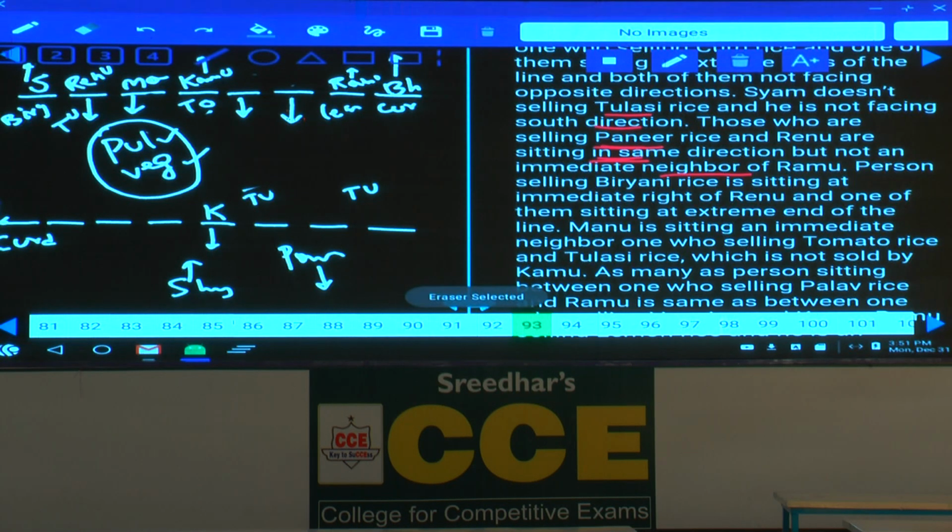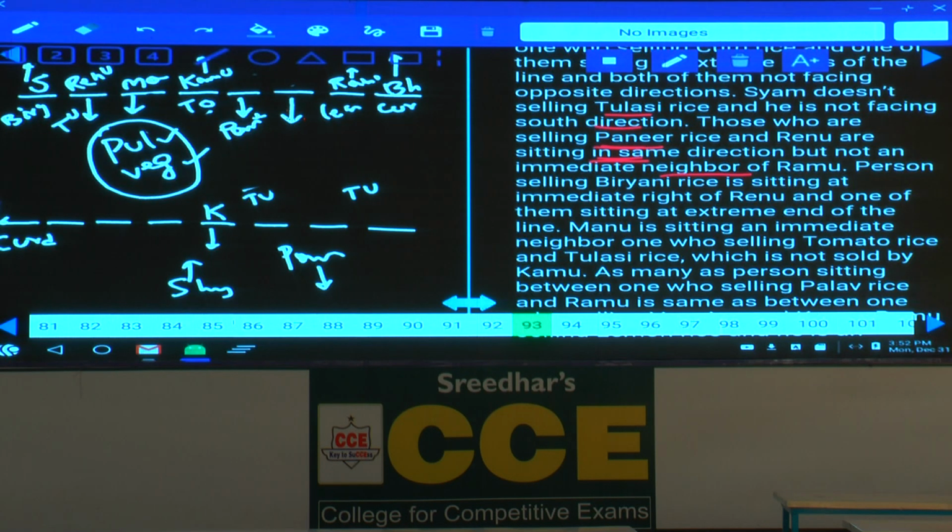Now these two are facing the same direction, and this must be paneer rice, isn't it? This must be paneer rice, because these two persons, Renu and the one who is selling paneer rice, must be in the same direction. Renu is facing south, and the person who is selling this paneer rice must also be facing towards south. Then, biryani rice done, then tulsi done, and next, we are left with pulao and veg rice.